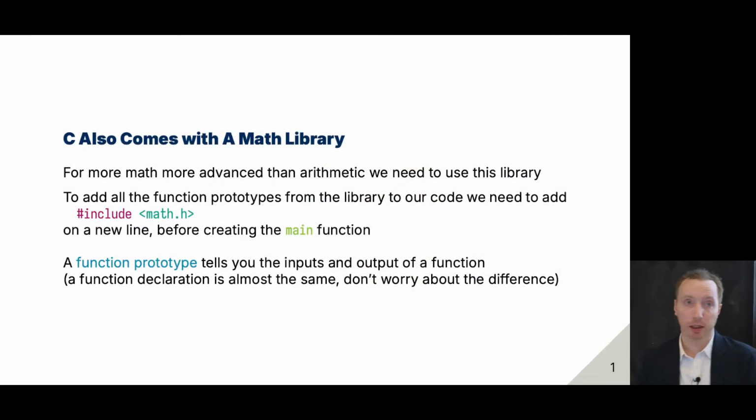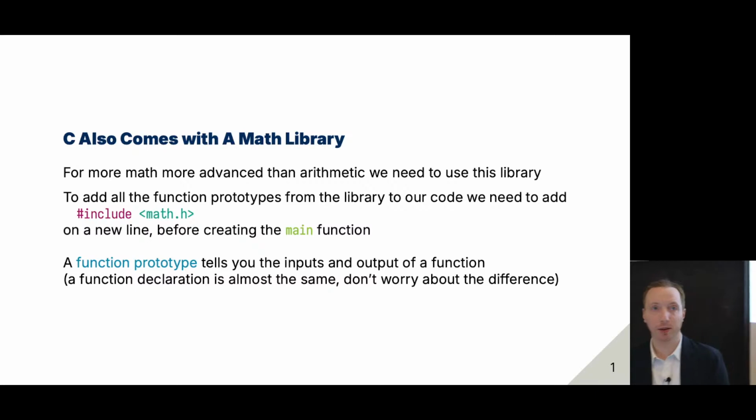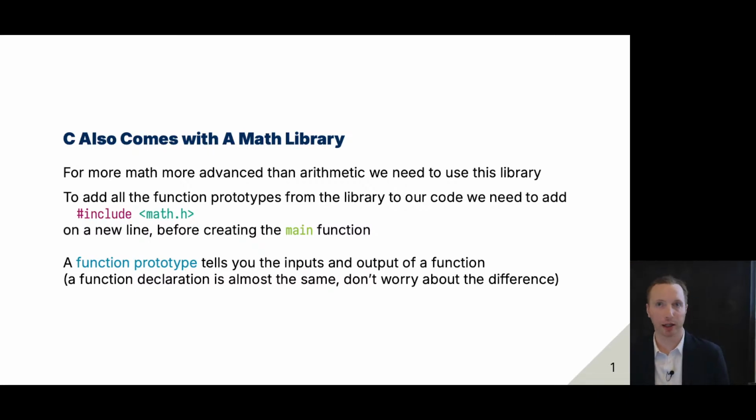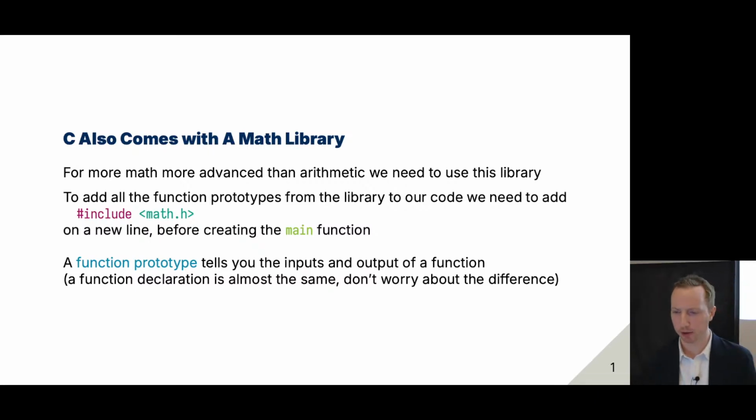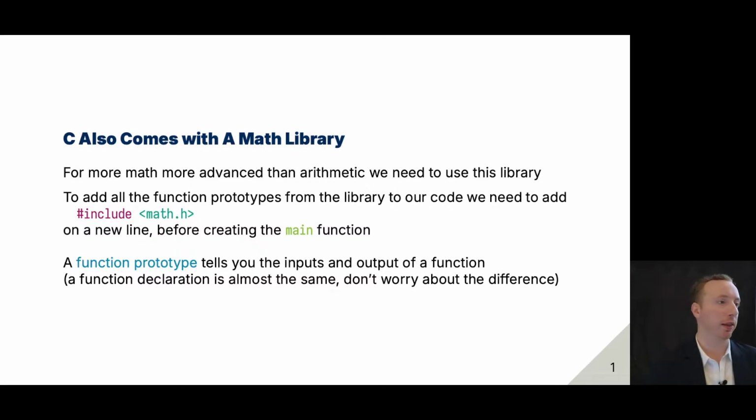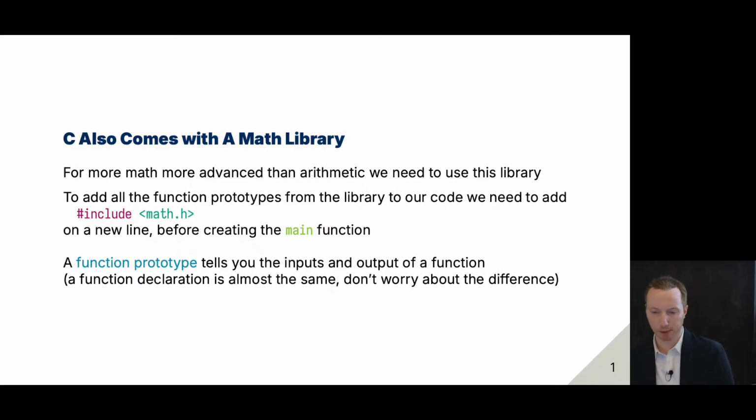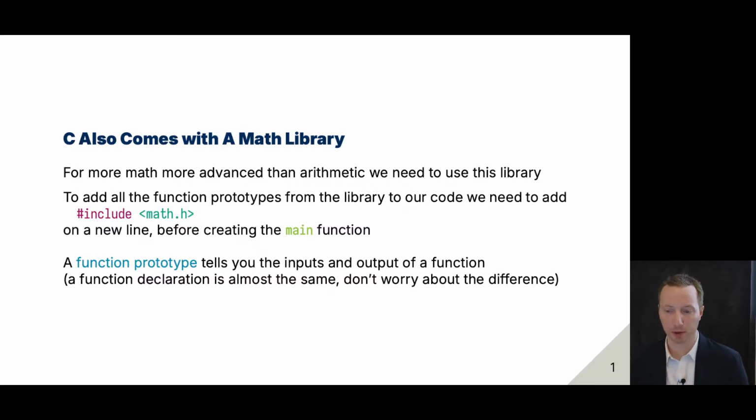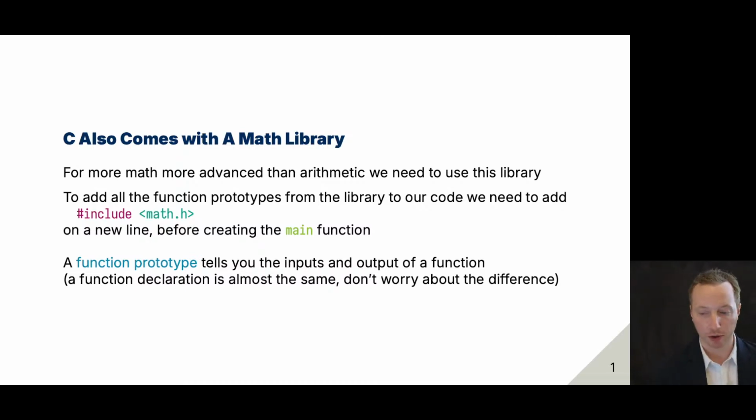C comes with the standard C library, and it also comes with a math library. We've seen a little bit of math so far: basic arithmetic, adding, subtracting, multiplying, dividing, and sometimes getting the remainder. But if we want to do anything more advanced, we need to use this library. To add all function prototypes from the library to our code, which is a new word for us today, we need to do a hashtag include and then math.h on a new line, before creating the main function, like we had with our other library includes.